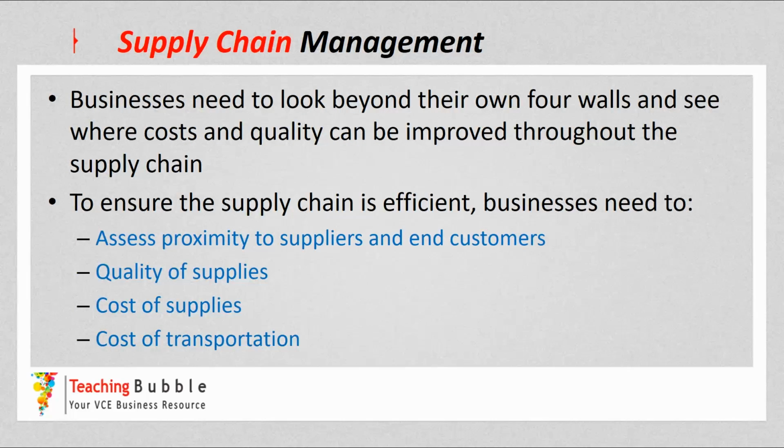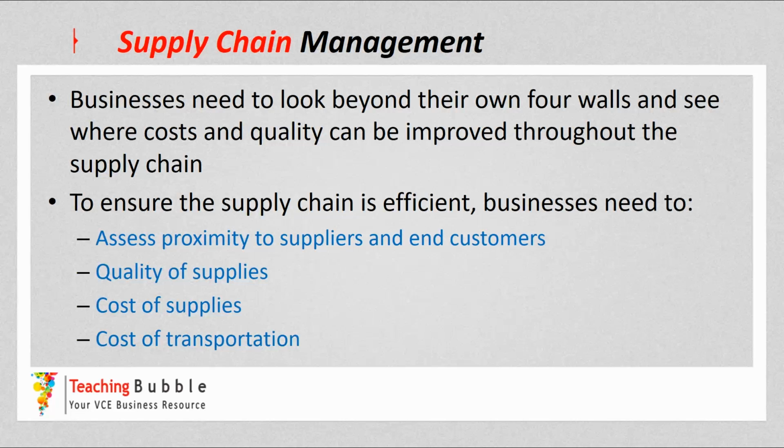Now, businesses need to look beyond their own four walls, because what's happened in the past is that businesses have looked at exactly what they do within their own facility and look to reduce costs and look to improve quality. Now, that's obviously important, but they also need to look beyond their own four walls and see where costs and quality can be improved throughout the entire supply chain, because there are many other businesses involved. They need to look at electricity, they need to look at water, they need to look at transportation and supplies and all those other businesses that are involved in producing either directly or indirectly the end product, and how they can look to reduce costs and also maintain or improve quality.